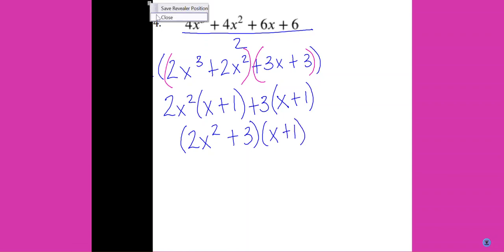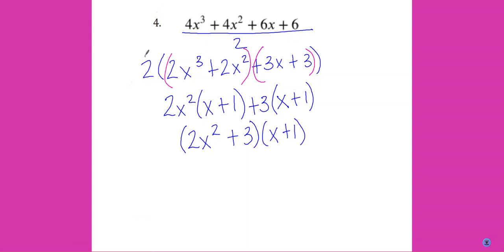Now that we've done that, we're going to bring our greatest common factor back in. So I'm going to bring it down in every single step. So 2, and then I'm going to put parentheses around this whole thing. And then since the last step is already in parentheses, I can just put the 2 in front. I don't need another set of parentheses.